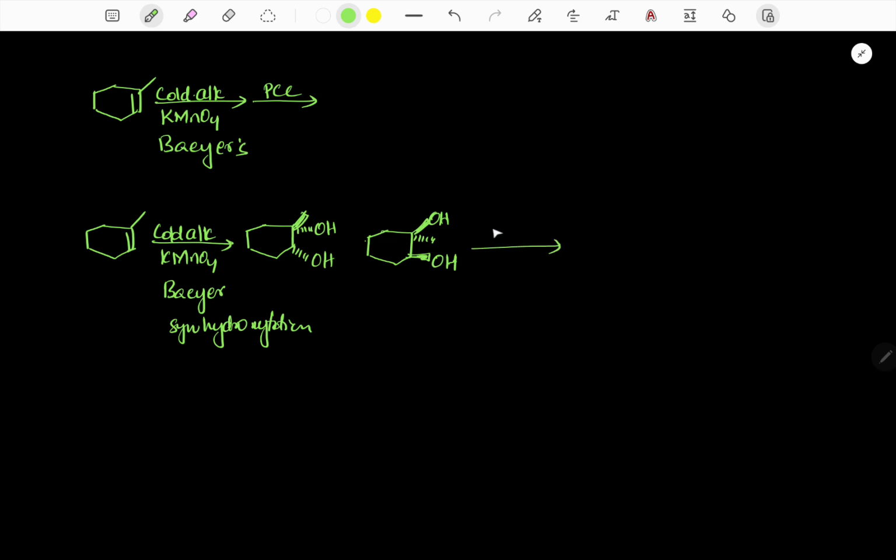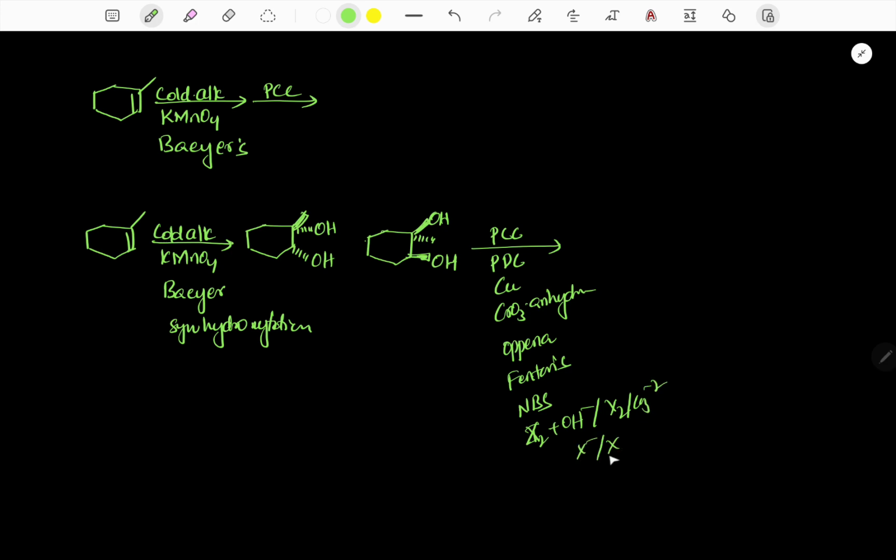Now it is treated with PCC. You can use PDC. You can use copper. You can use CrO3 in anhydrous medium. So like this we can use Oppenauer oxidation, Fenton's reagent. We can also use NBS. We can also use X2 plus OH minus, X2 plus CO3 2 minus, X minus plus XO3 minus. We can use any one of these reagents.